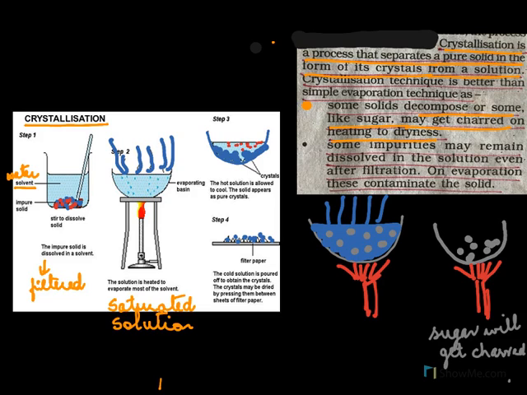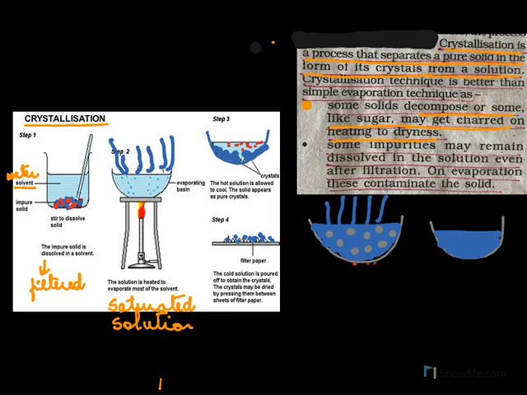There is a possibility the sugar gets charred, but if I were to use crystallization for this method, there is no heating, so there is no possibility of the sugar getting charred. I would get all crystals of sugar settled here at the bottom. Crystals of sugar. And the impurities would remain out here in this liquid, and it could be filtered out.